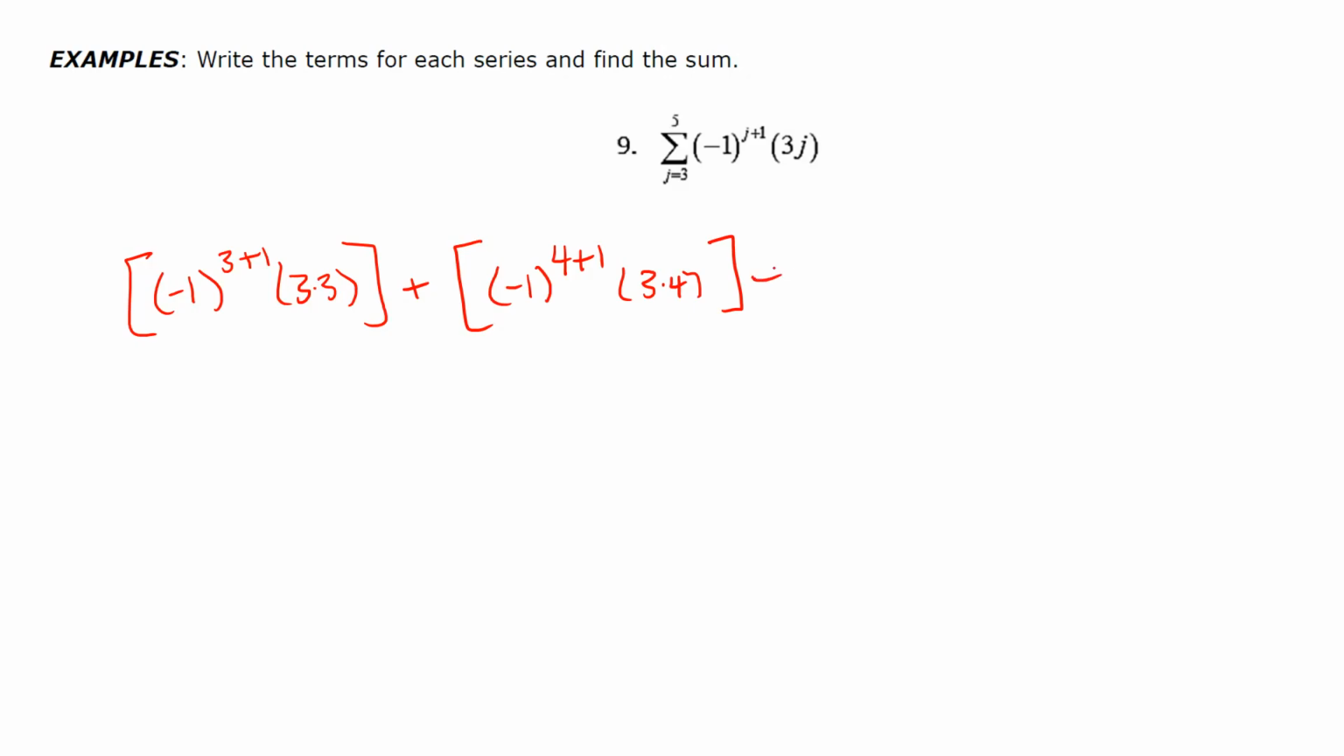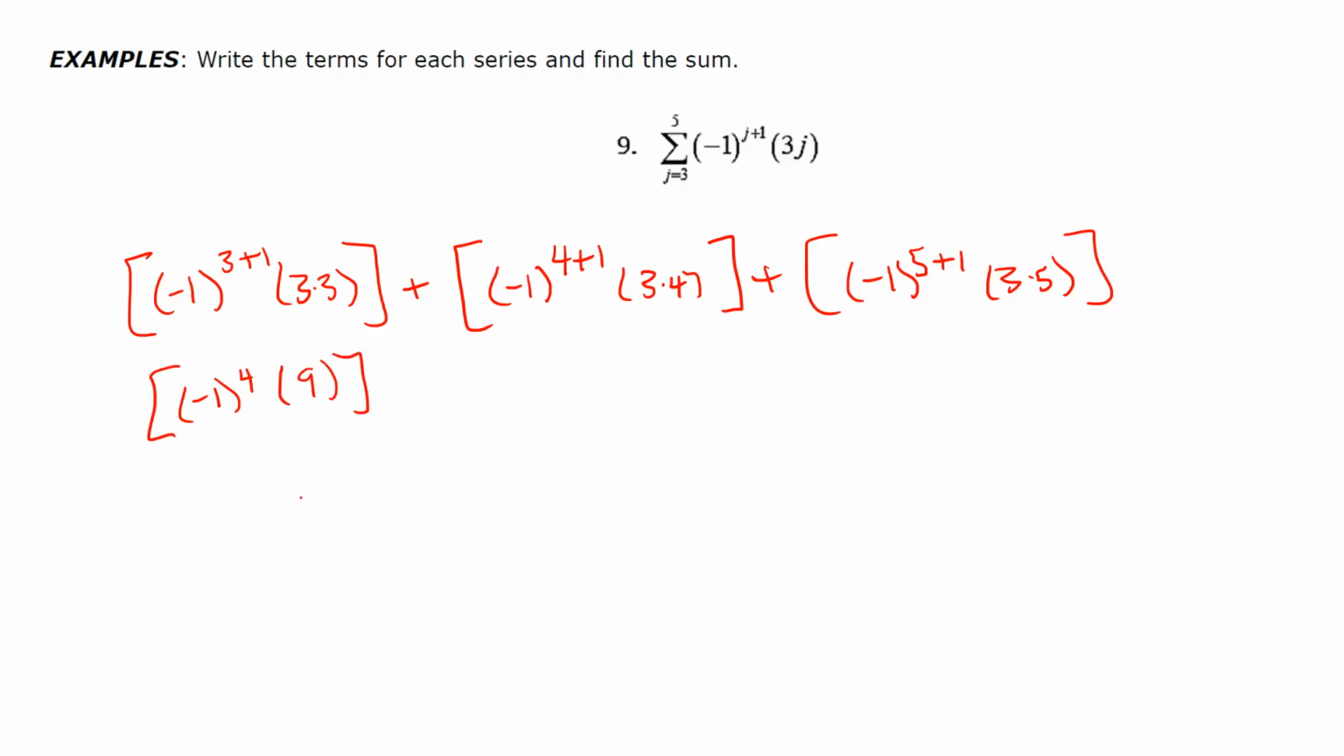There we go. And then the fifth term. So 5 plus 1 times 3 times 5. All right. Now we can simplify. So in our third term here, we'll have negative 1 to the fourth times 9. And that simplifies to 9.